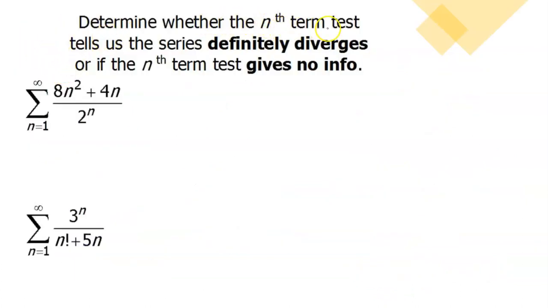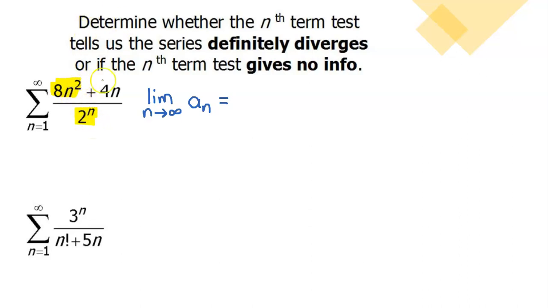Determine whether the nth term test tells us the series definitely diverges, or if the nth term test gives no information. For the nth term test, we start by considering the limit of the rule as n approaches infinity. We can find this limit using a combination of FEPPEL and what matters most. In the numerator, 8n squared matters most, so I'm going to ignore the 4n. Of course, in the denominator, all we have is 2 to the nth power. Focusing on these two terms, we will now use FEPPEL.